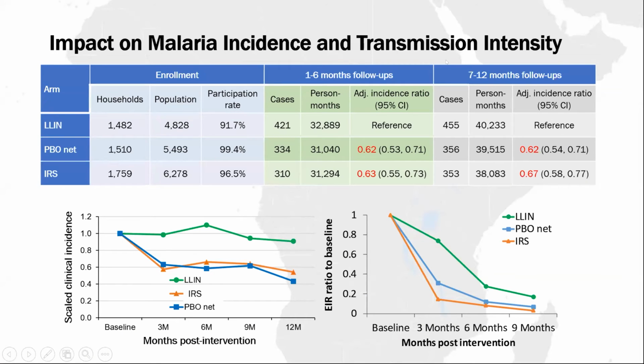And if you recall, we had transmission intensity as one of our secondary outcomes. Looking at the entomological inoculation rate ratio, with the baseline here as 1, we see a very drastic reduction in both the IRS and the PBO clusters compared to the reference arm of intervention with LLINs. And this happened between 3 to 6 months, but then afterwards, that effect or impact leveled off.